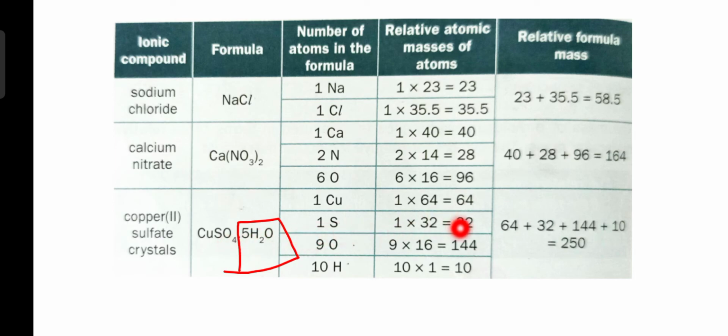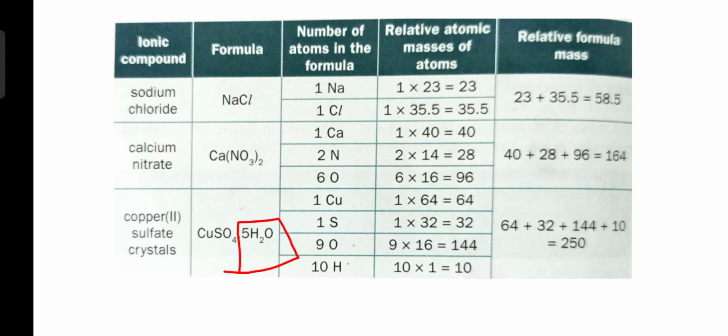So 1 atom of copper is 64, 1 atom of sulfur is 32, 9 atoms of oxygen is 16 times 9, which is 144, 10 atoms of hydrogen is 1 multiplied by 10, and the final answer is 250, right?